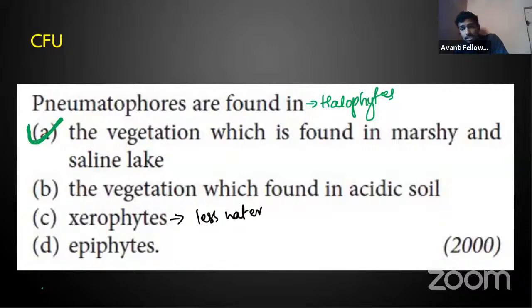All plants which are present in desert areas are called xerophytes. In desert, you can only find xerophyte plants, but in regular areas also you can find xerophytic plants. In desert it is mandatory that only xerophytic plants will be there. If there is any other kind of plant, it will die off. Okay, saline means having salt content.